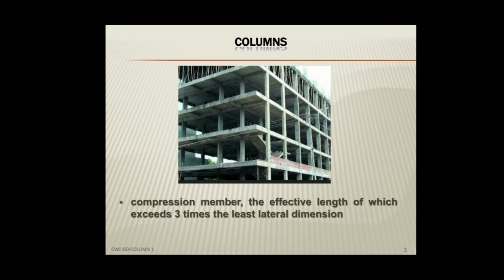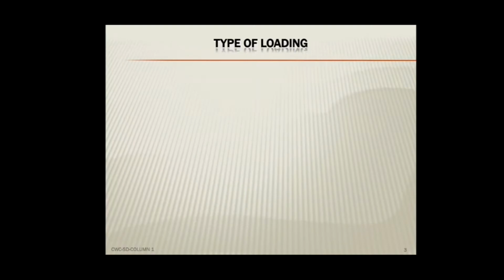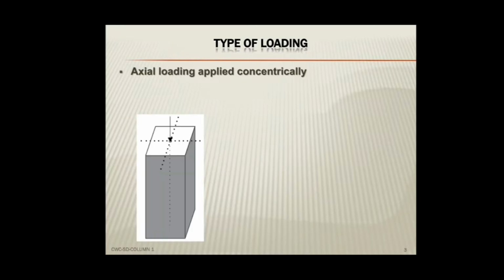To define columns, we can say these are compression members, the effective length of which exceeds 3 times the least lateral dimension. Axial compressive force will be predominant here. Based on the nature of loading, columns can be classified into 3 types. First one, axial loading applied concentrically. Here, there are no eccentricities with respect to the centroidal axis. That is, pure axial compression is acting.